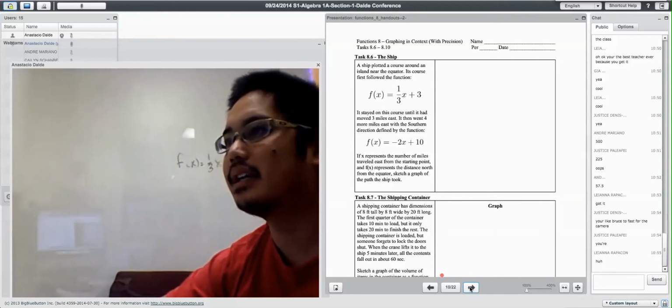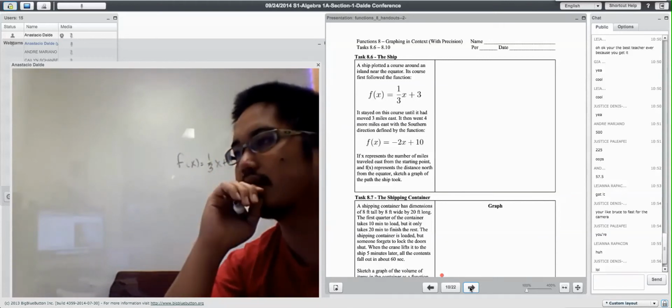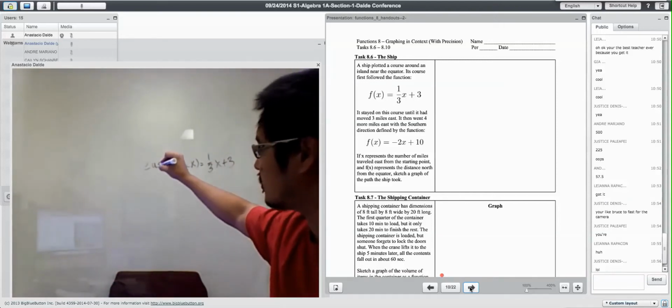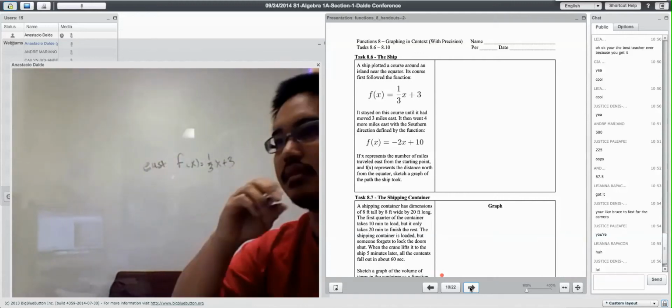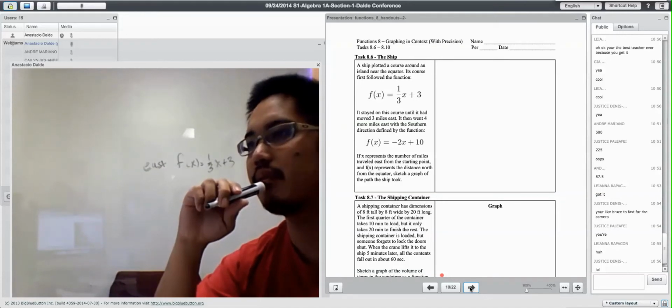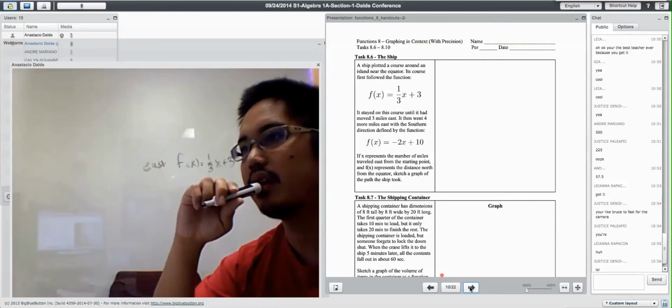It stayed on course until it moved 3 miles to the east. And then it went 4 more miles east with a southern direction defined by the function. So this is east. Sketch the graph, and f of x represents the distance north, if x represents the number traveled east from the starting point.